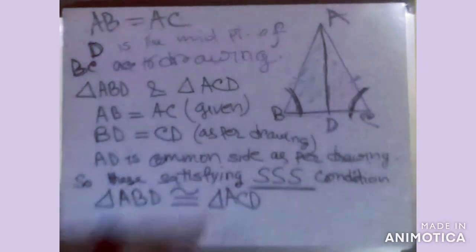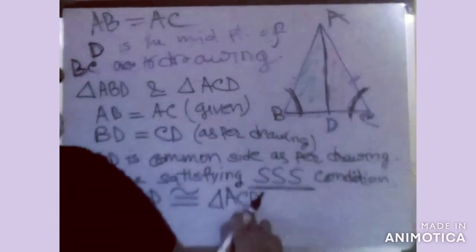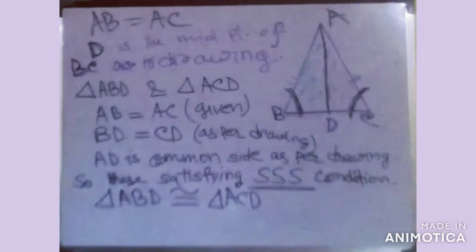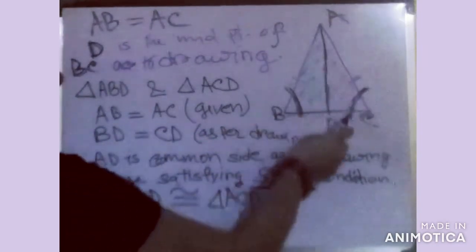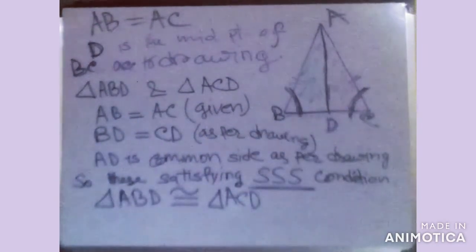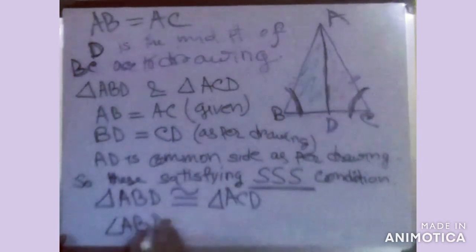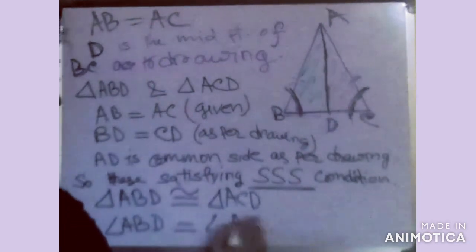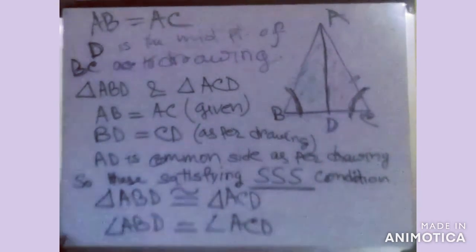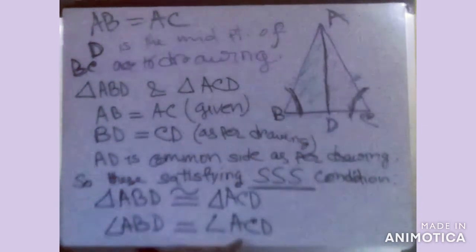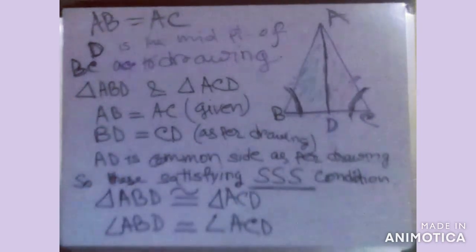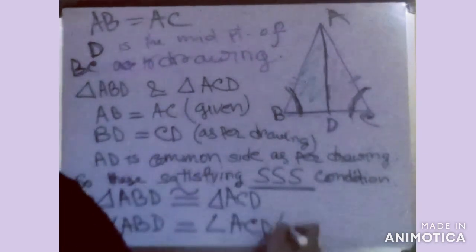And whenever these two triangles are congruent, that means we can say this angle is equal to this angle. So angle ABD is equal to angle ACD. It's proved. Angle ABD is nothing but the opposite angle of AC, and angle ACD is nothing but the opposite angle of AB. So we proved the topic.